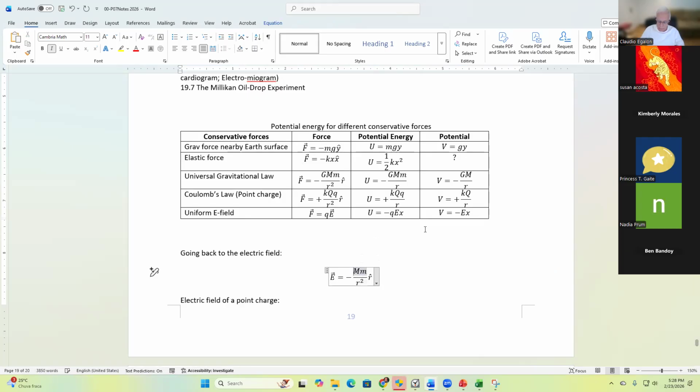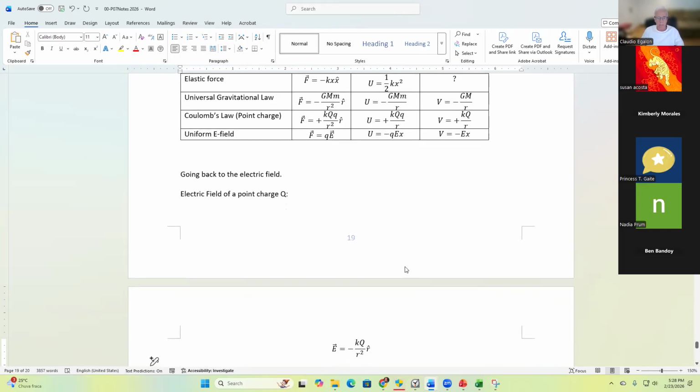K. And then I'm going to say electric field, one, electric field of a point charge Q. Okay, now I can do that. KQ over R squared.